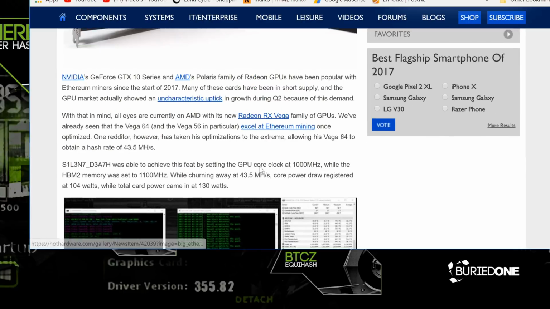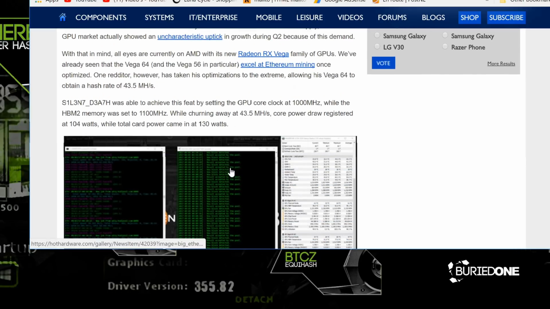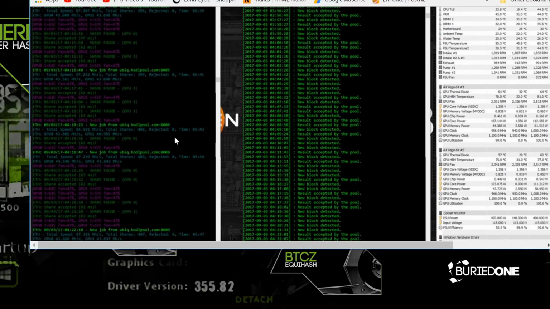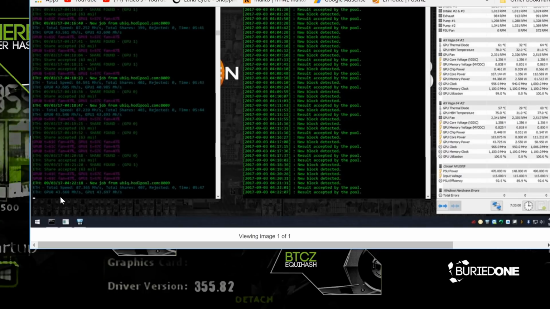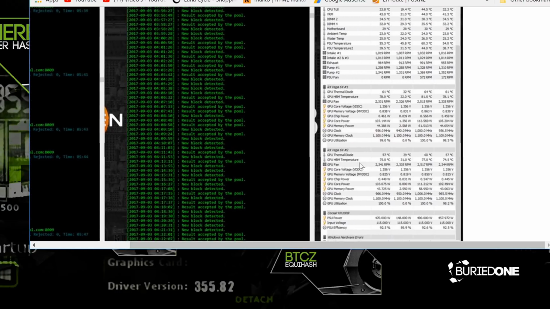This guy is called Silent Death with some sort of numbers after it, because it's probably his hacker name or whatsoever. He posted this image, and it shows that his two graphics cards were doing about 43.6 or 43.7 megahashes per second. If you go all the way to the right, you can see the stats of the RX Vega using about 100 watts on the core only and about 40 watts on the memory power. So that means it was drawing 150 watts instead of the 130 he aims for.